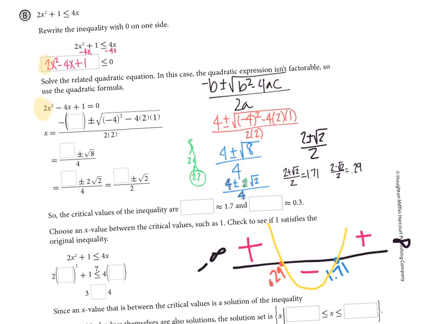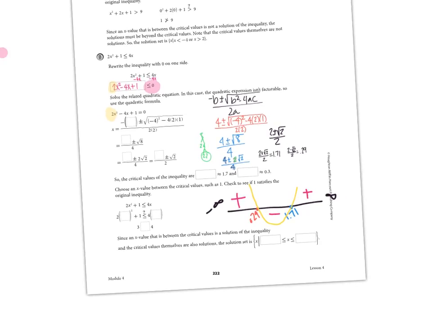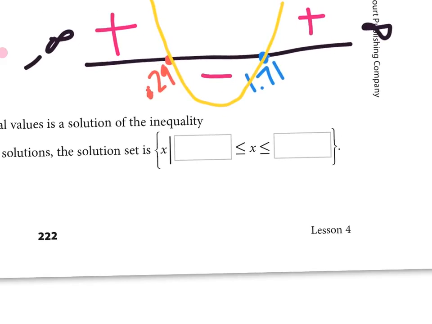Yes, going back up, it wanted everything that was less than or equal to 0, which means it wants things that are negative. So where does that negative part start? 0.29. So it would go from 0.29 is less than or equal to x, which is less than or equal to 1.71. Why is it less than or equal to this time and not just less than? Yeah, it had that equal to in the problem. That's what it gave us.